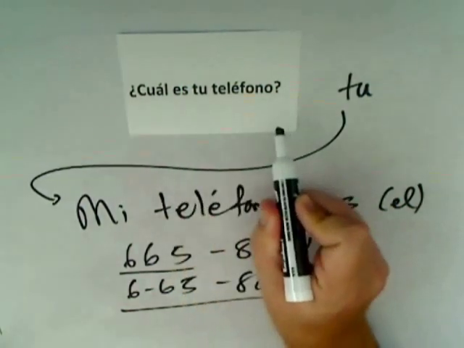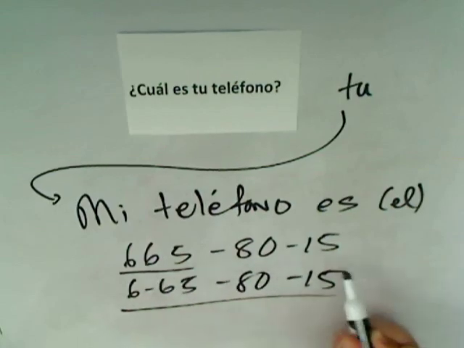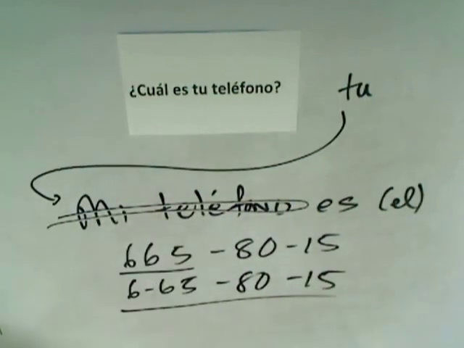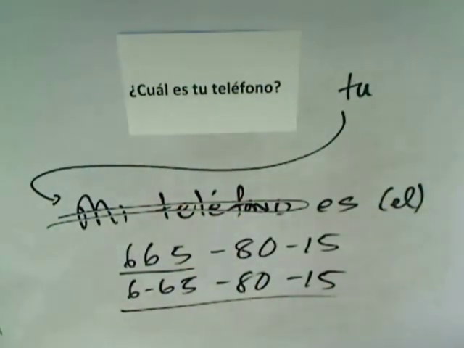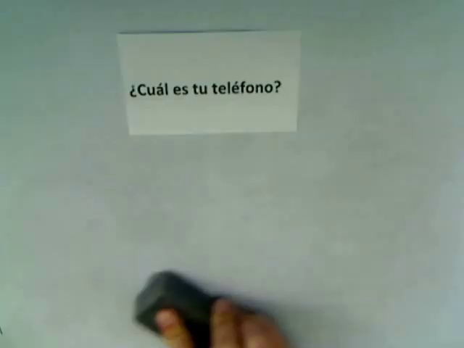¿Cuál es tu teléfono? Mi teléfono es el 665-8015, right? And of course, sometimes you'll sound a little bit robotic if you recycle everything in the question. ¿Cuál es tu teléfono? Es el 665-8015. Okay? That's how we answer the question, ¿Cuál es tu teléfono?